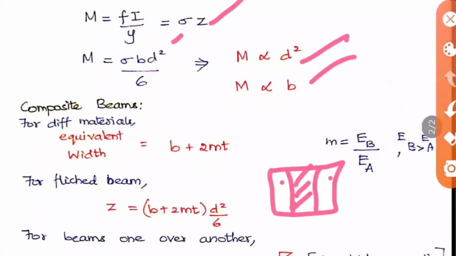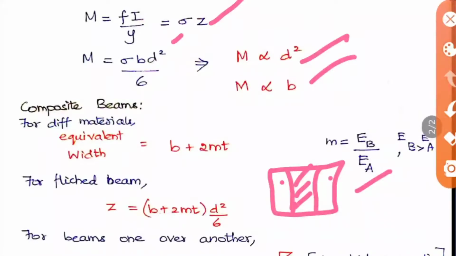If two different materials are combined like this to give a composite beam, the width should be taken as the equivalent width. So the equivalent width will be equal to B plus 2MT. Here B is the width of the center material, if you are assuming it as timber, the width of that timber material, plus 2 into m. M is nothing but the modular ratio. It will be equal to the Young's modulus of the steel divided by the Young's modulus of the timber.